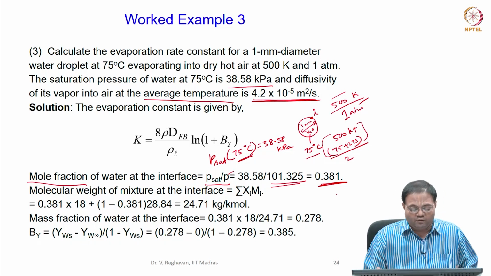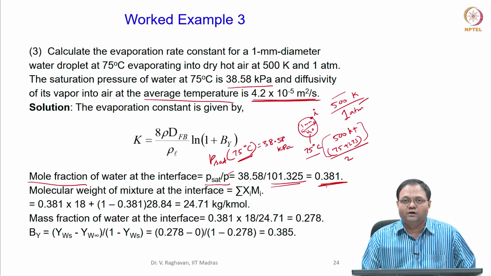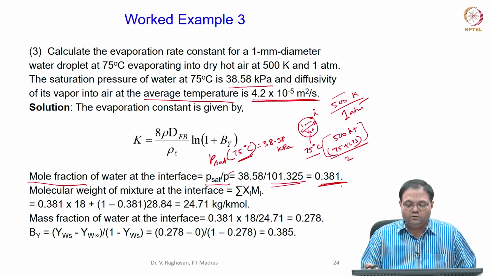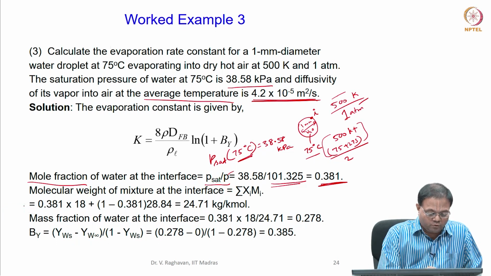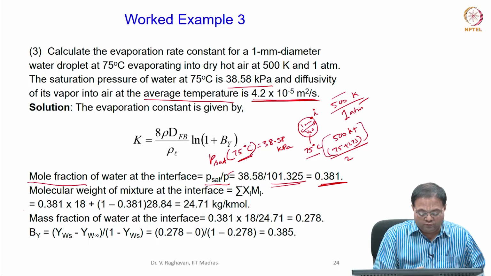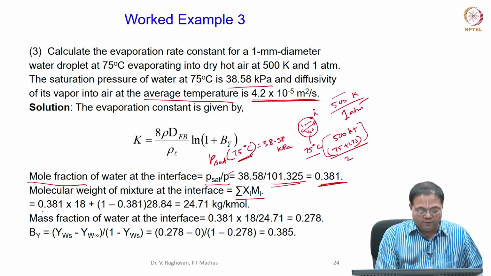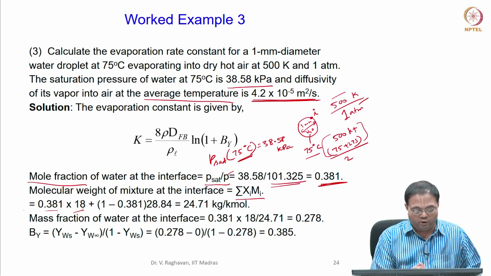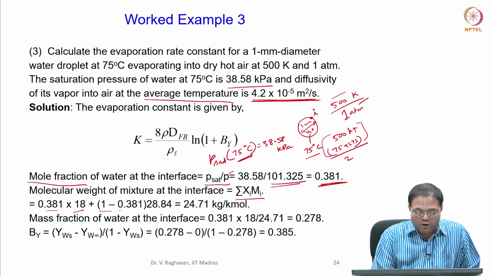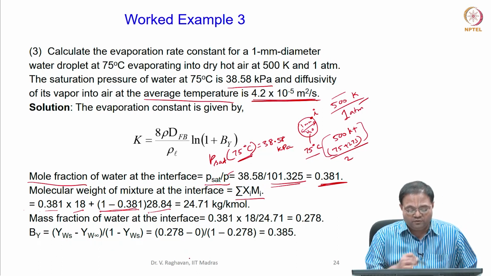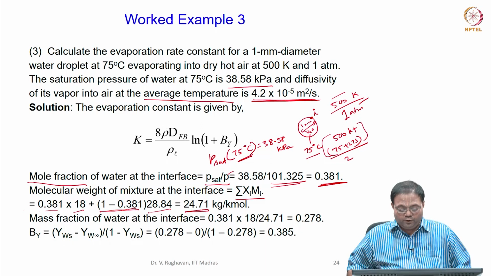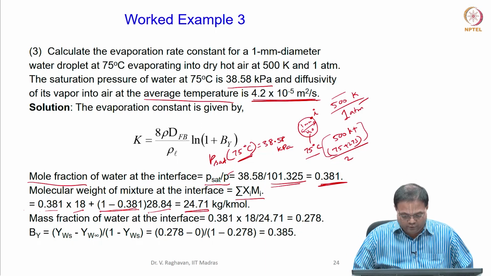Okay. Now, molecular weight of the mixture. Once the mole fraction is known at the interface, the rest should be the air. So, what is the molecular weight of the mixture? Sigma x_i M_i, that is 0.381 into 18, the molecular weight of the water vapor, plus the molecular weight of the air and its mole fraction, which is 1 minus that of water, that is 1 minus 0.381. So, you get the molecular weight as 24.71 kilogram per kilomole.